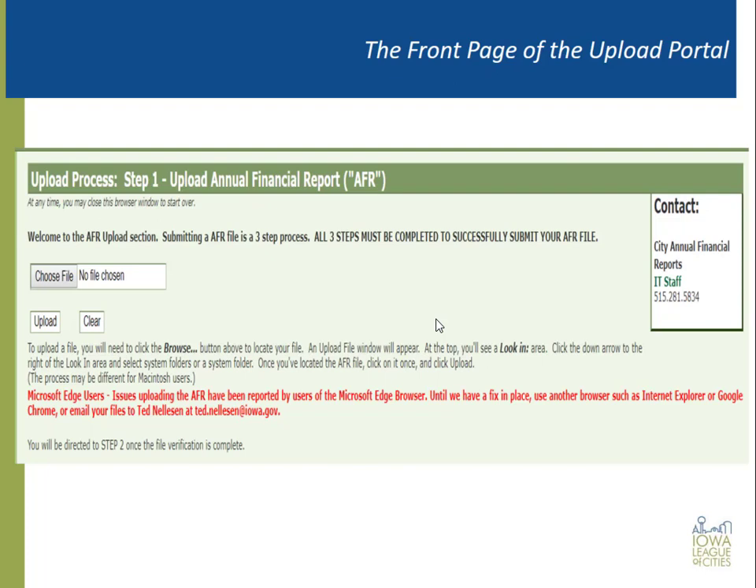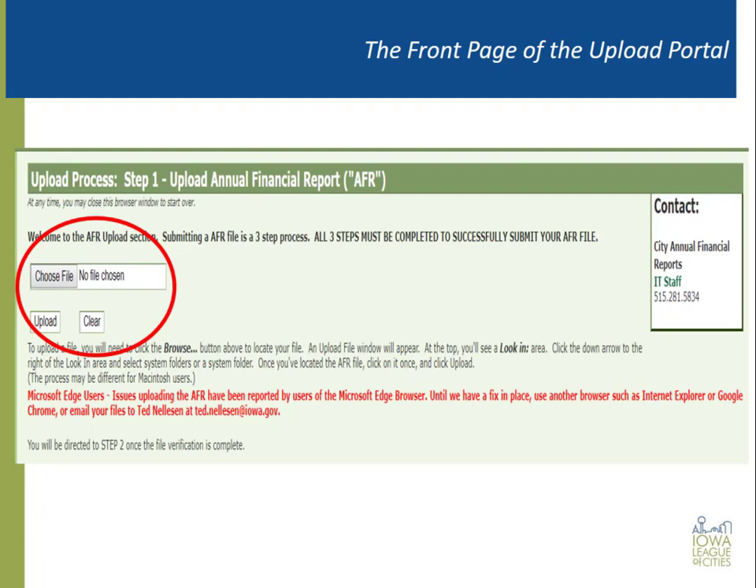This is the front page of the Upload portal. This is the same location that you will end up at if you take the link that we looked at the very beginning of this video on the Auditor of State's website that was at the bottom of the page. If you need assistance during this process, you can contact the City Annual Financial Reports IT staff at 515-281-5834. Now, let's upload your annual financial report.